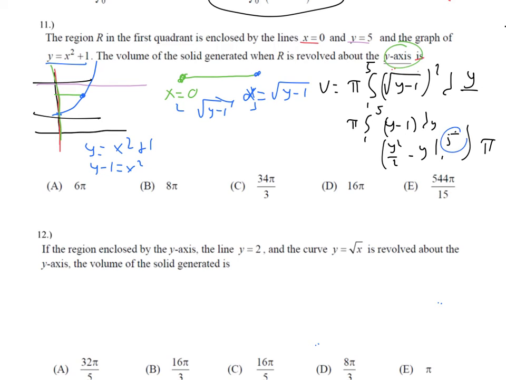Now when we plug in 5, we get 25 over 2, minus 5, minus the quantity 1/2 minus 1. 25 minus 1 divided by 2 is 12, minus 5 plus 1 is equal to 8, and then don't forget the pi.